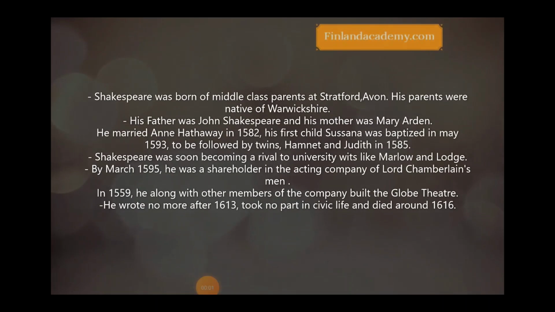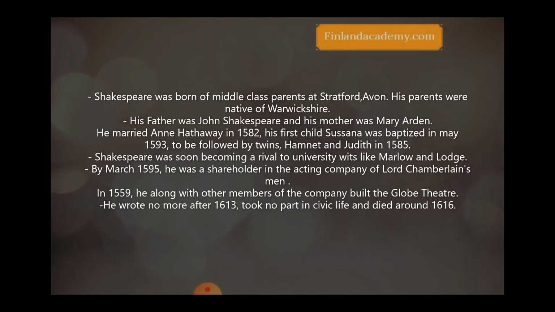So William Shakespeare was born of middle-class parents at Stratford-upon-Avon, a provincial market town. His parents were natives of Warwickshire, and his father, John Shakespeare, whose principal business was that of a glover, rose high in civic life, becoming alderman in 1565. But later he fell on evil days. His mother was Mary Arden, and Shakespeare was educated at King Edward VI Grammar School in Stratford, where he learnt a fair amount of Latin, if little or no Greek.